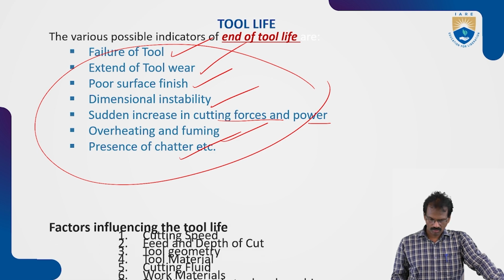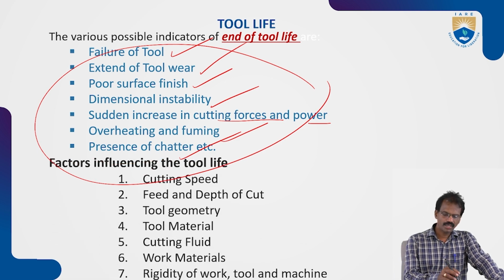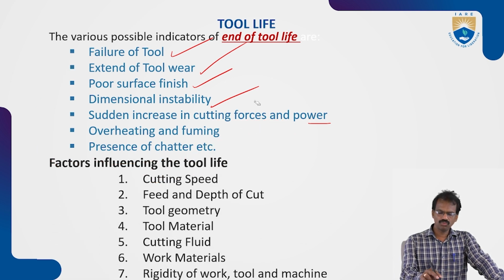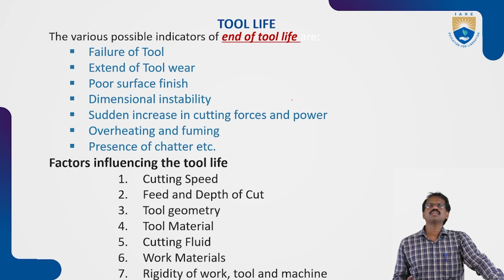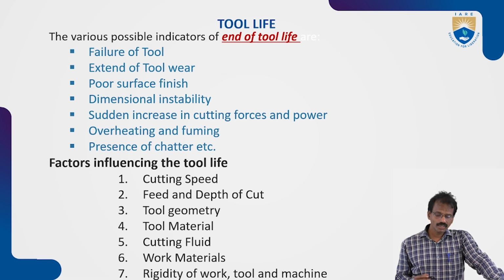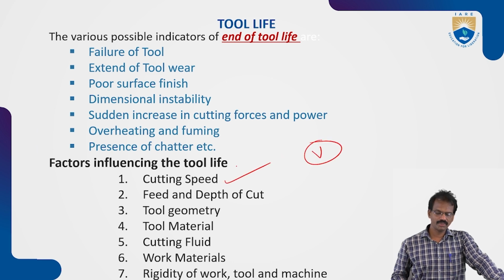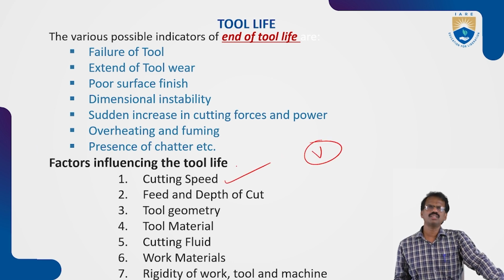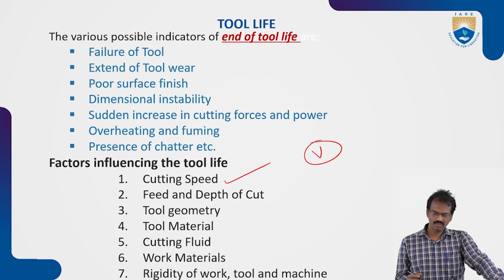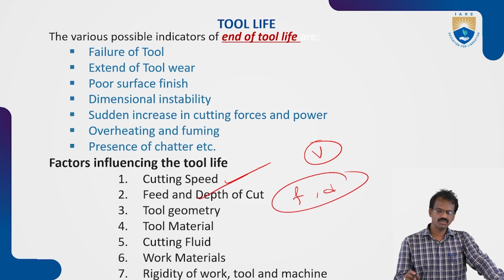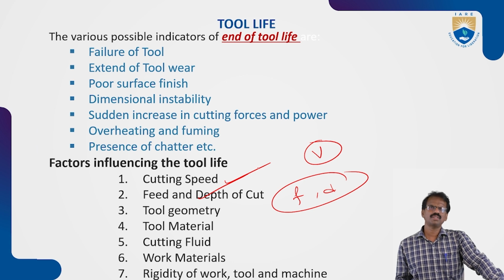Now we see the factors which are influencing the tool life. We have to study these points carefully. The first one is the cutting speed. It's a very important parameter, represented by V. You know this one. Next, feed F and depth of cut D. These parameters are also very influential for the tool life.